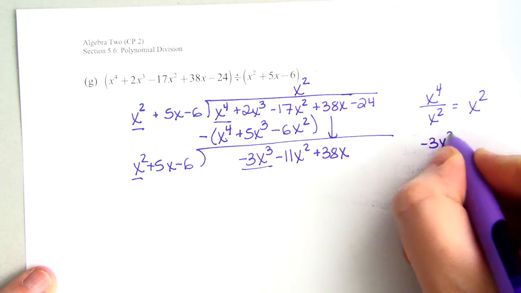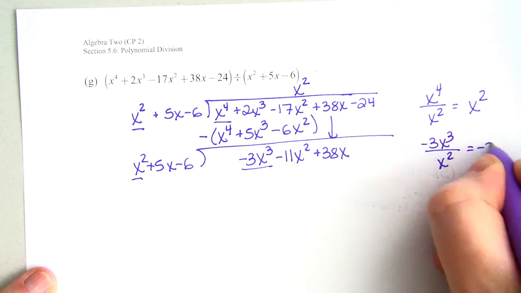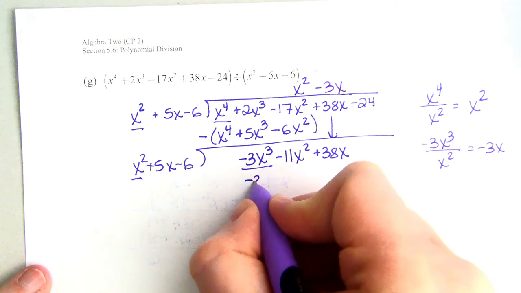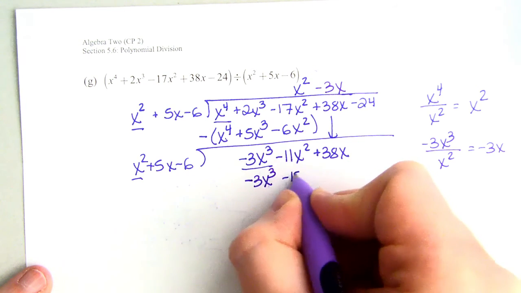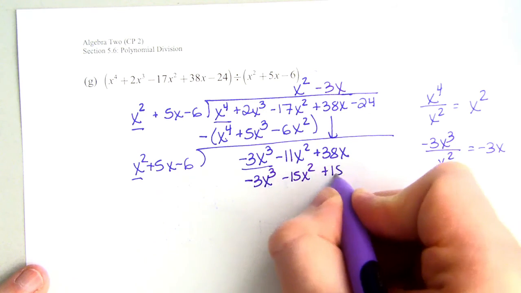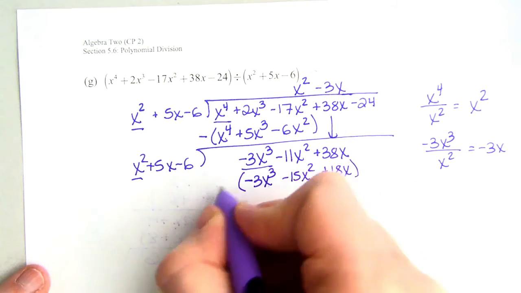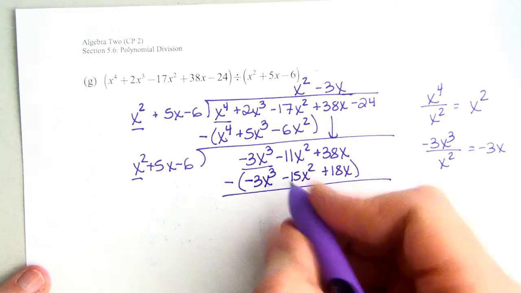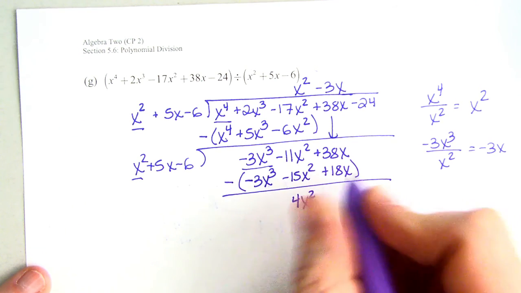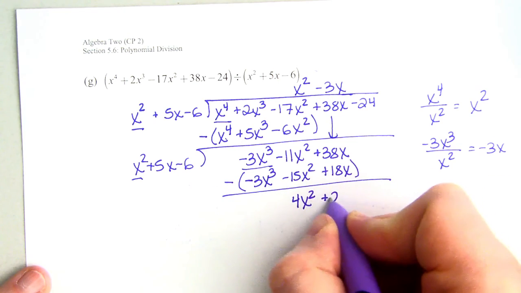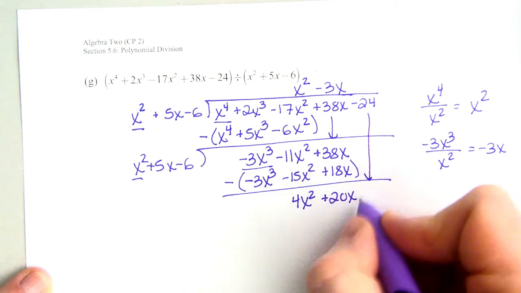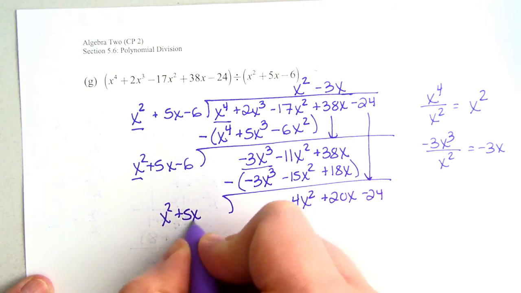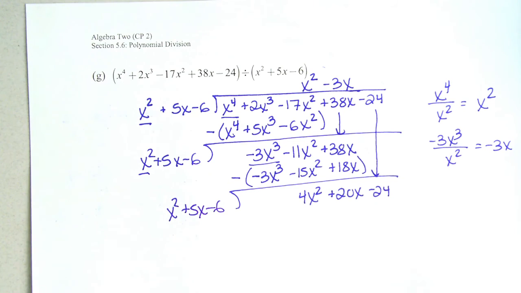Divide. Negative 3x to the third divided by x squared gives me negative 3x. Multiply. Negative 3x to the third minus 15x squared plus 18x. Parentheses, and we're going to subtract. Gone. Negative 11 minus negative 15 is positive 4x squared. 38 minus 18 is plus 20x. Bring down. One more round to go. Finish this one off, please.